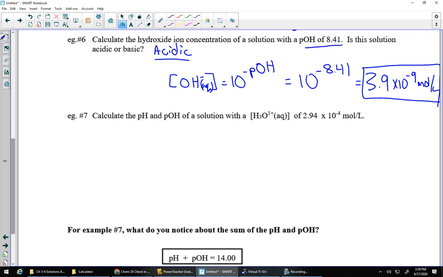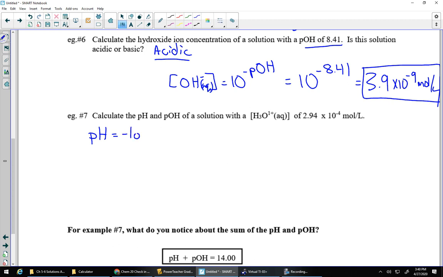Calculate the pH and the pOH of a solution with a concentration of hydronium ion of 2.94 times 10 to the negative 4 moles per liter. Okay, so let's go through and have a look at this. pH is going to be equal to 10 to the power of negative concentration of hydronium ion. So that's 2.9. Oh, no, hold on. Someone did the wrong formula here. I don't know who, but someone sure did.